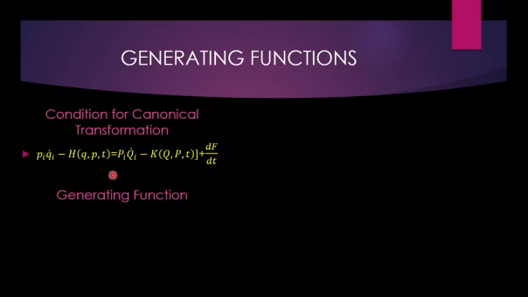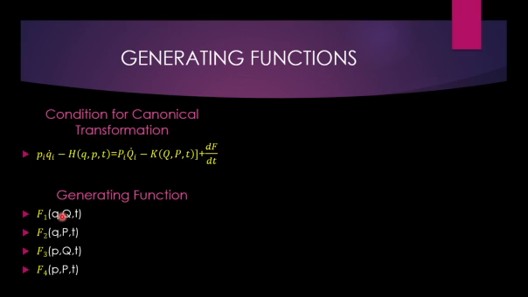One is we can have F equal to a function F1, which is a function of small q, that is the old representation, and capital Q, which is the new representation, and time t. Another way of choosing the function is keeping the old coordinate as q and the new dependence as capital P and time t. The third way of choosing is F3, which could be a function of old momentum, new coordinate, and time t. And lastly, the fourth option available is F4, which can be chosen as a function of old momentum, new momentum, and time t.